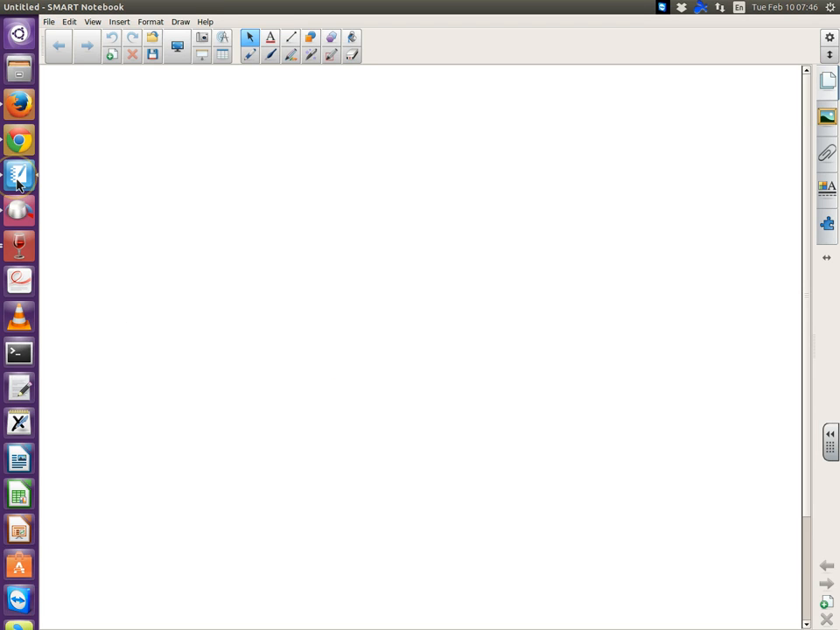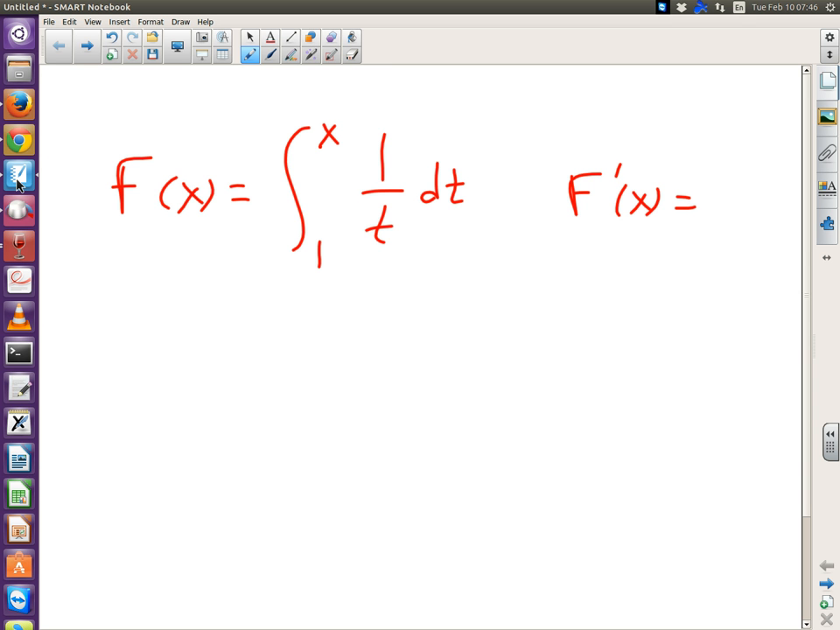All right, kindly consider the following function, cap F, which is the integral from 1 to x of 1 over t dt. First of all, what's the derivative of cap F? What's cap F prime? 1 over x, right? Okay, so didn't we say somewhere along the line the derivative of ln of x is 1 over x? So this is how I'm going to define it.